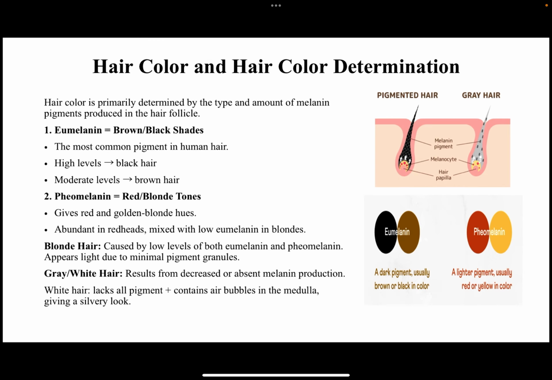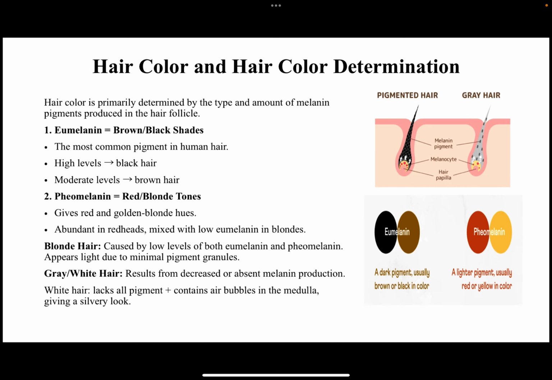Now let's look at hair color and hair color determination. Understand that your hair color is primarily determined by the type and amount of melanin pigment produced in the hair follicle. So for your hair to be black or brown, it depends on the amount of melanin pigment that is produced within your hair follicle.